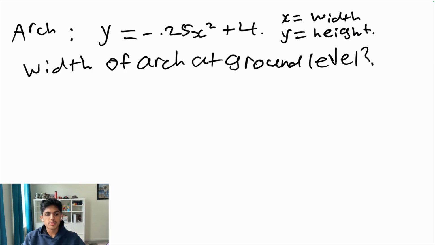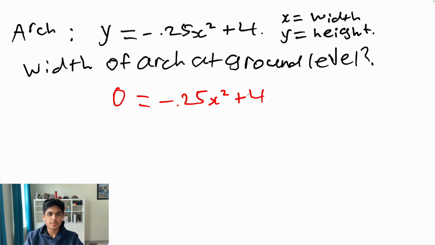Okay, this is going to be an example of using quadratics in architecture. And so here we have an arch that is modeled by the function y equals negative 0.25 x squared plus 4, where x represents the width and y represents the height. And so what is the width of the arch at ground level? Okay, since y represents the height, at ground level, y is just going to be 0. And so we're going to have 0 is equal to negative 0.25 x squared plus 4. And so now from here, since x represents the width, basically we're just trying to solve for x.